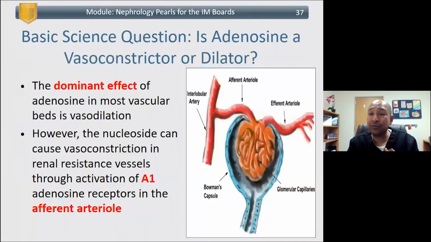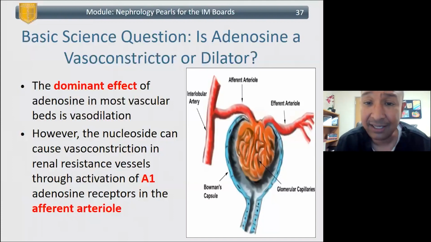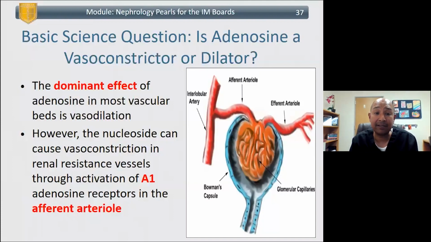I just put this really quickly because I said that tubuloglomerular feedback works through adenosine. And adenosine, most of the time when I talk about it, is a very potent dilator, but only when we talk about tubuloglomerular feedback, there's a specific receptor in the afferent arteriole. In those cases, adenosine causes vasoconstriction.